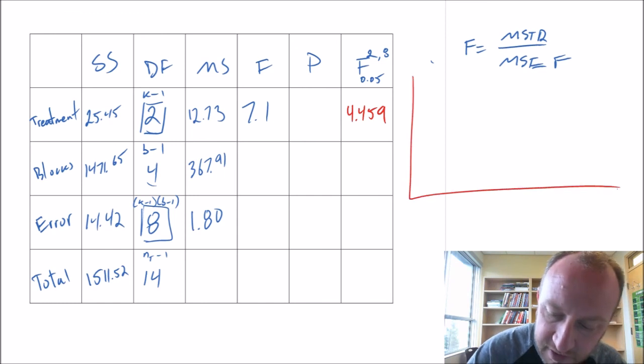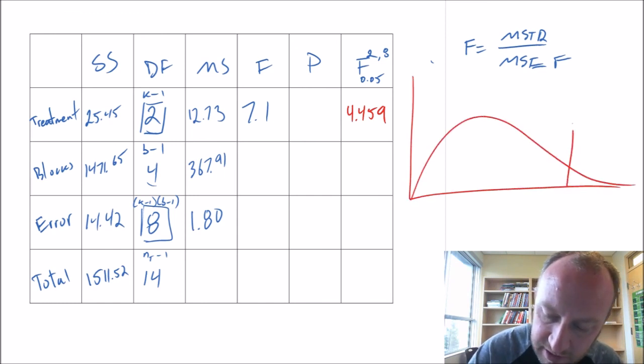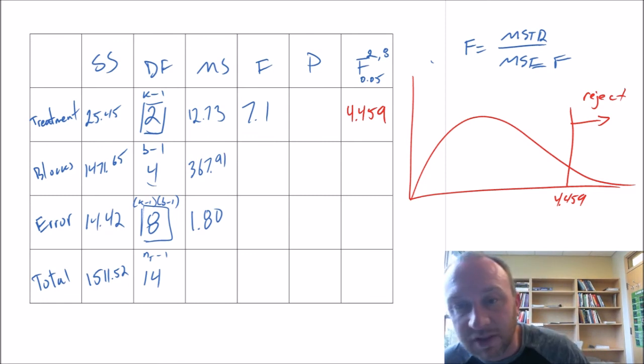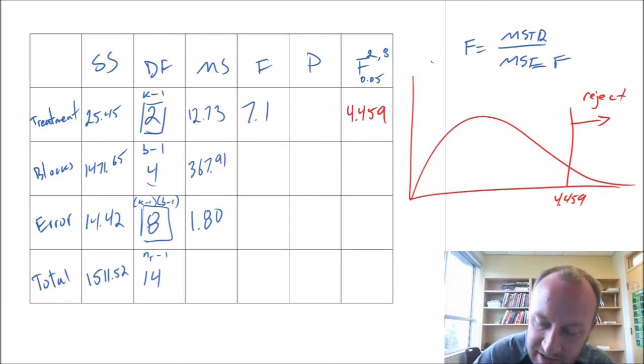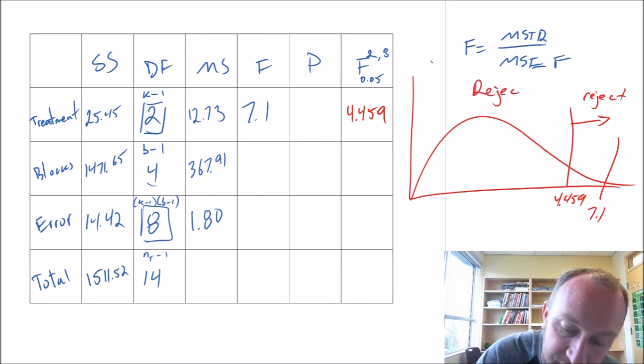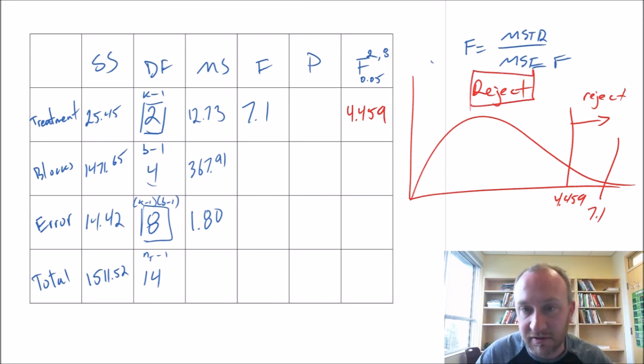So we have an F distribution, looks something like this, with 4.459. We reject for a test statistic larger than 4.459. Here we have a test statistic somewhere up here at 7.1. So it feels like we are going to be able to reject based on that critical value approach.